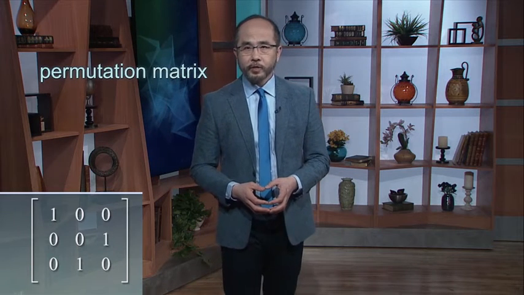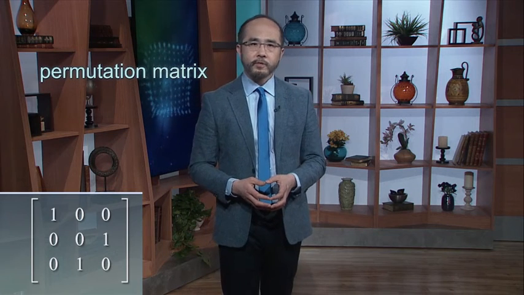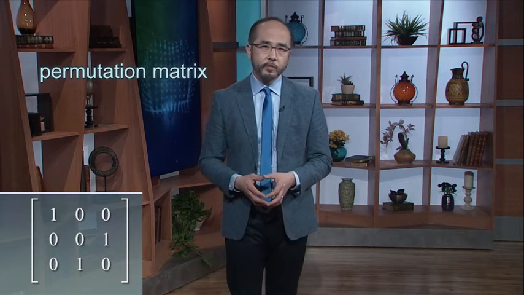Another example of an orthogonal matrix is just the identity matrix. But since the order of the columns shouldn't matter, then any permutation of the columns of the identity matrix should be orthogonal as well. Such a matrix is called a permutation matrix, and its actions on Rn just swap the roles of the axes in n-dimensional space.